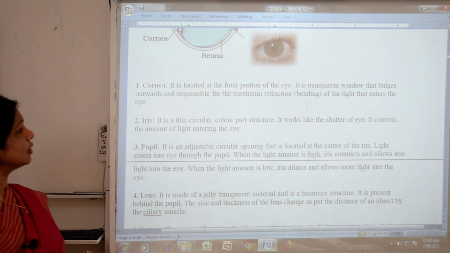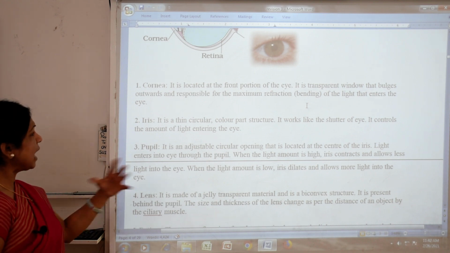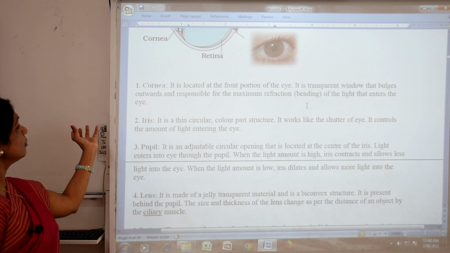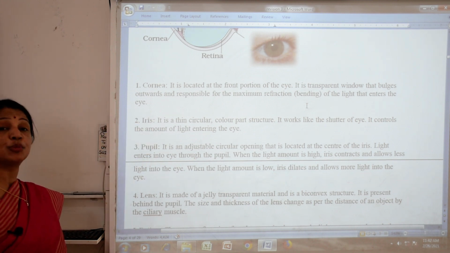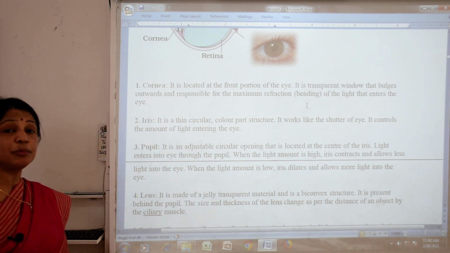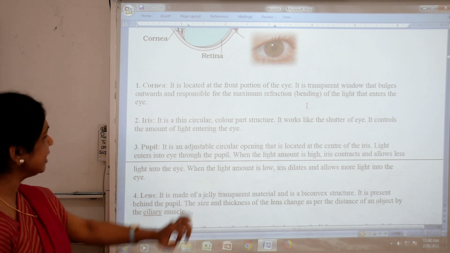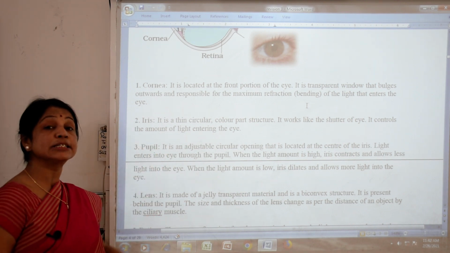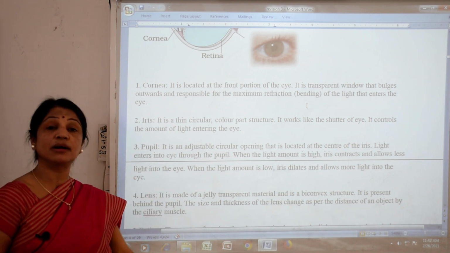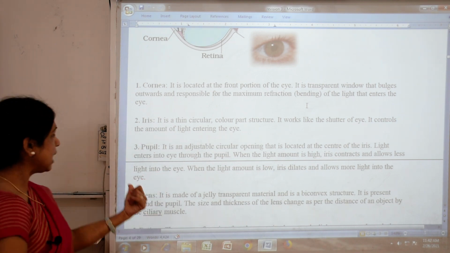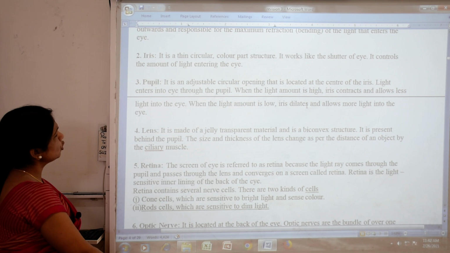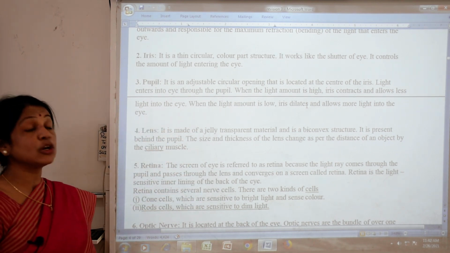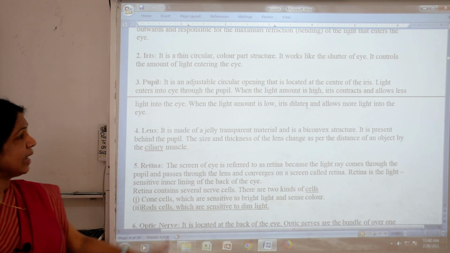It is located in the front portion of the eyes, a transparent window that bulges outwards, and is responsible for the maximum refraction, meaning the bending of light. Iris is a thin circular colored structure and it works like a shutter of the eyes. Now next is the pupil. It is an adjustable circular opening located at the center of the iris.